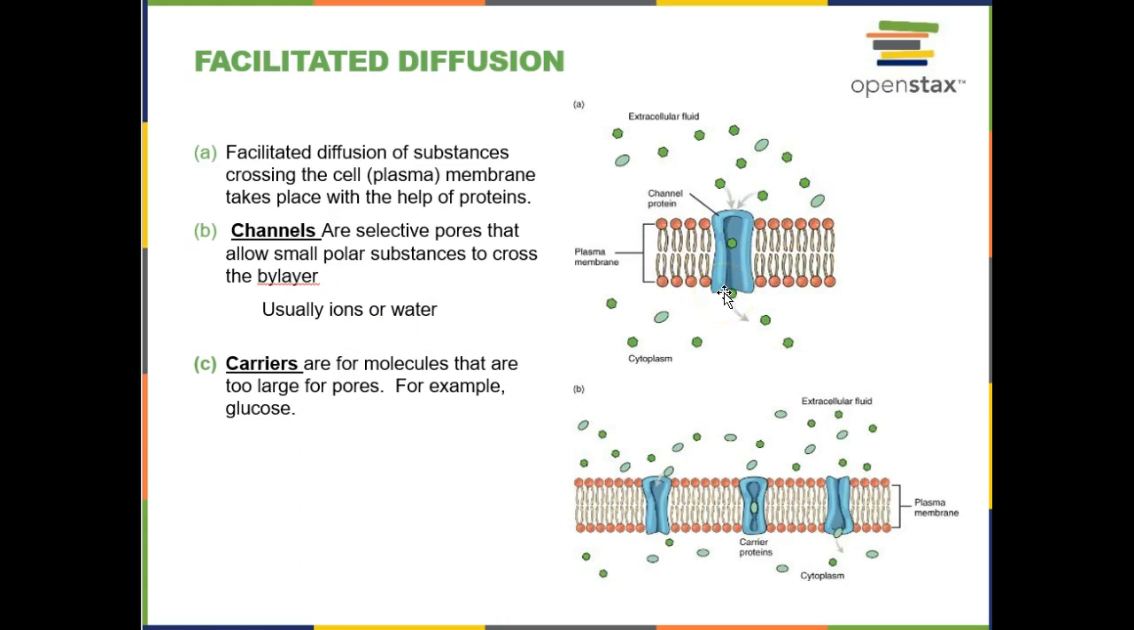These are generally, if we're talking about a channel, they can be specific. So you can have a channel that just lets water through. You can have a channel that just lets sodium through or just lets potassium through. And then carriers are for things that are bigger than ions or bigger than water. Something like glucose, which would not go through a channel, has 6 carbons, 12 hydrogens, and 6 oxygens. So it is like 12 or 13 times bigger than a single ion or a single atom.